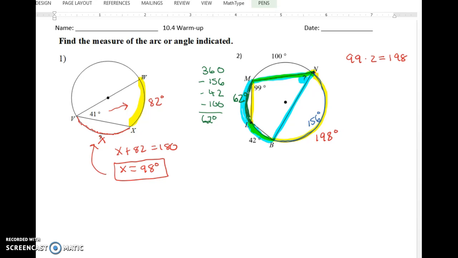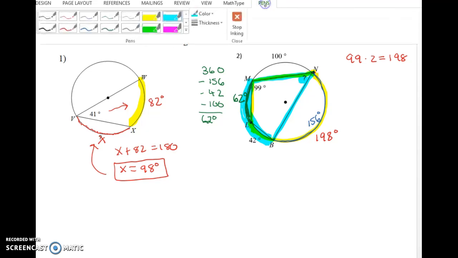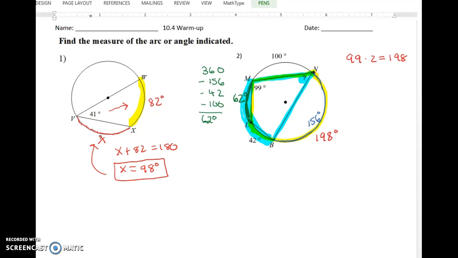Okay, so now I can figure out that this entire section here is 62 plus 142, which is 104.